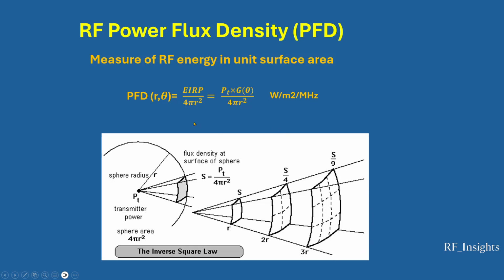working here. The power flux density at distance r at the angle theta from a transmitter can be given by this formula, EIRP, or effective isotropic radiated power, over 4 pi r squared. And EIRP is given by P, transmit power, multiplied by the gain of the antenna in that direction. And the unit of the PFD is watts per square meter per unit bandwidth, in this case 1 megahertz.